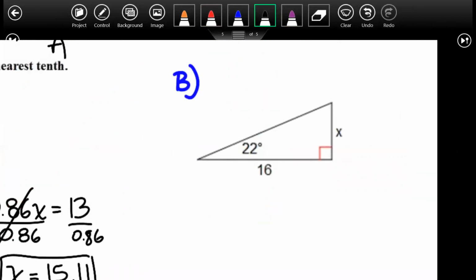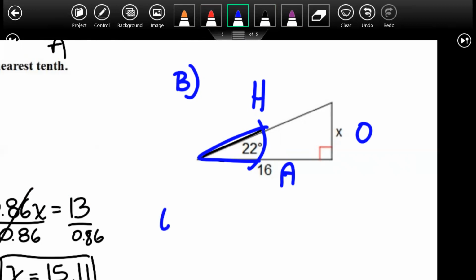What's our reference angle? 22. What is the hypotenuse? Top, bottom, or right? Top. 16 will be our adjacent. That means this side has to be the opposite. Write me the ratio now. What's the ratio going to give me? We're going to write what? One more time. Tan of 22 is equal to x over 16.